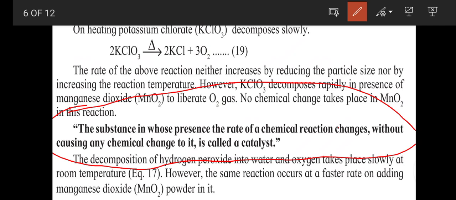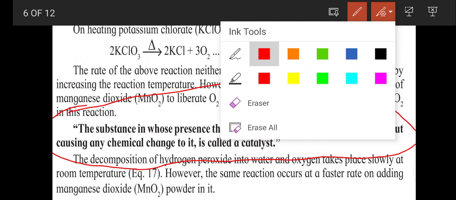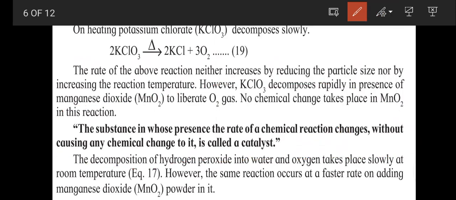For example, in this reaction we are going to use the nickel catalyst. Nickel speeds up the reaction, and there is no chemical change; it is just involved in the reaction and increases its rate. That is called the catalyst. In the exam, they will ask what is meant by the catalyst, or write a note on catalyst. Then you have to write the definition, the substance in whose presence the rate of chemical reaction changes without causing any chemical change, and you have to write the reaction also.